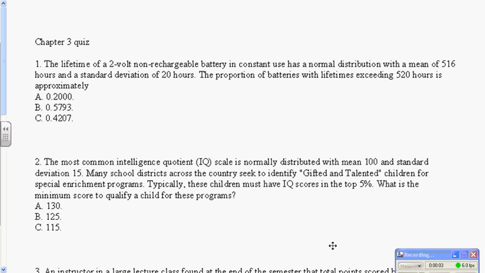This is the Chapter 3 review quiz. I'm going to go through the solutions that will cover each question in preparing us for the Chapter 3 test.